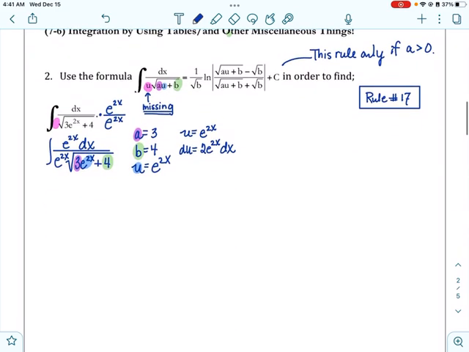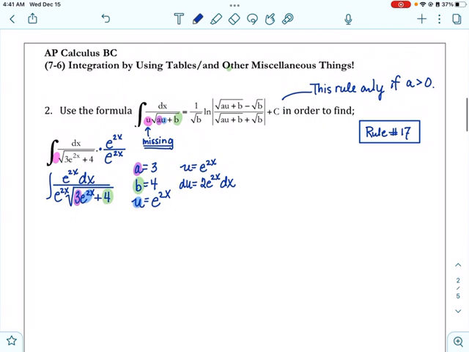Okay, so here's the second one. Now we're using the formula. Now this is a formula where a is greater than 0. If a, you can look at Rule 17. There's another formula if a is less than 0.